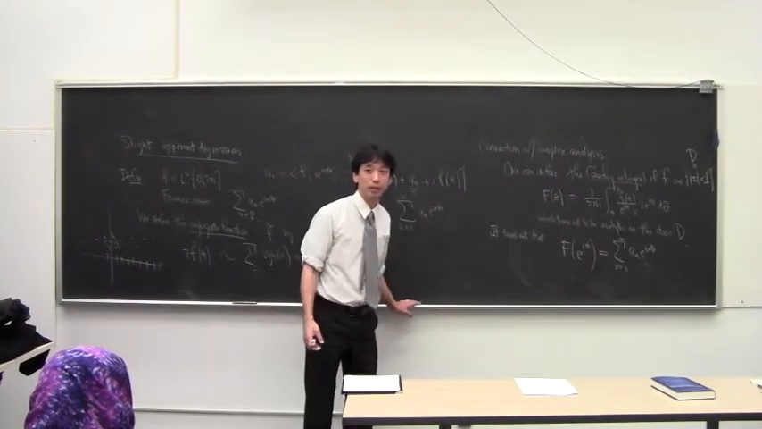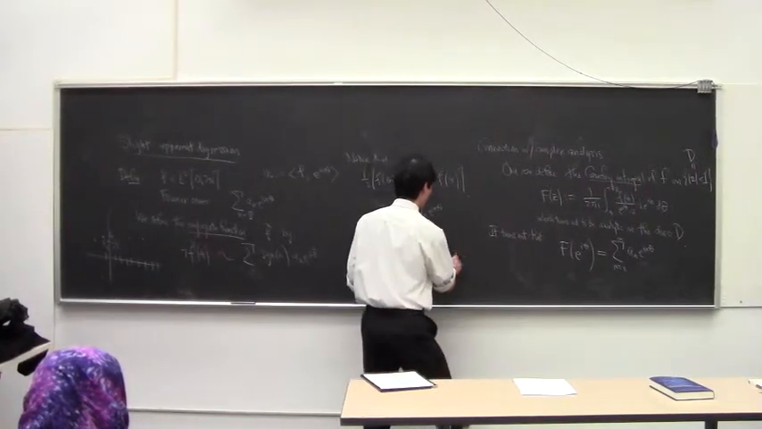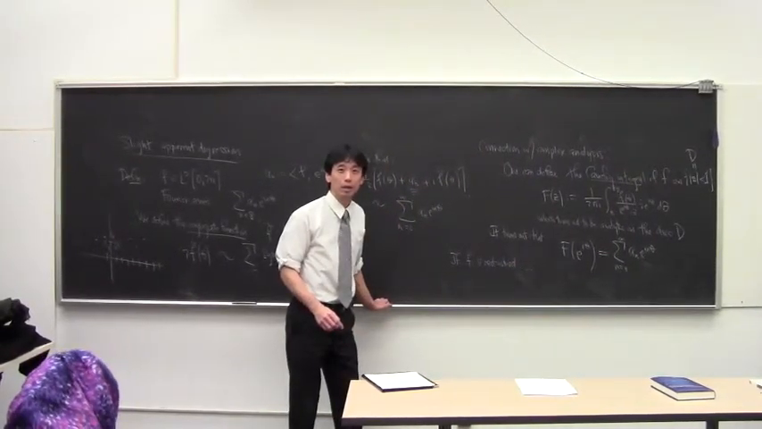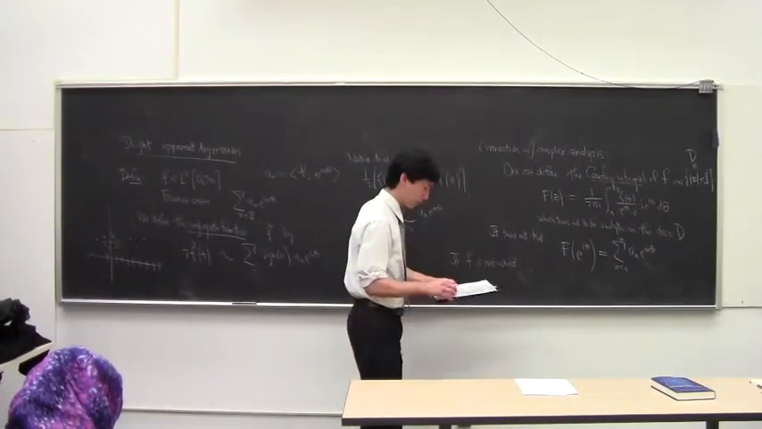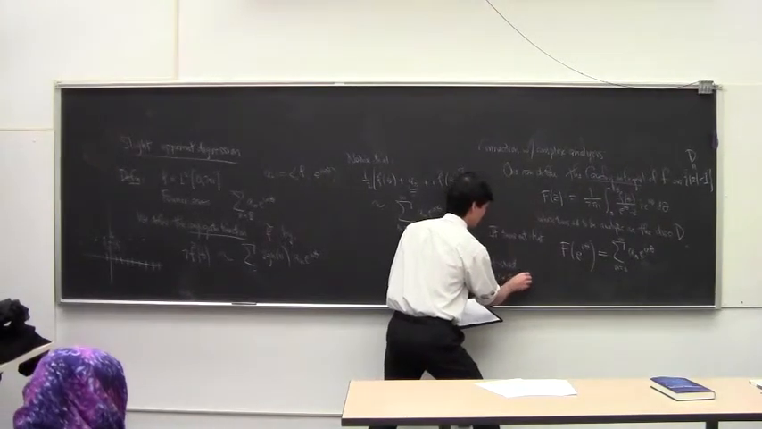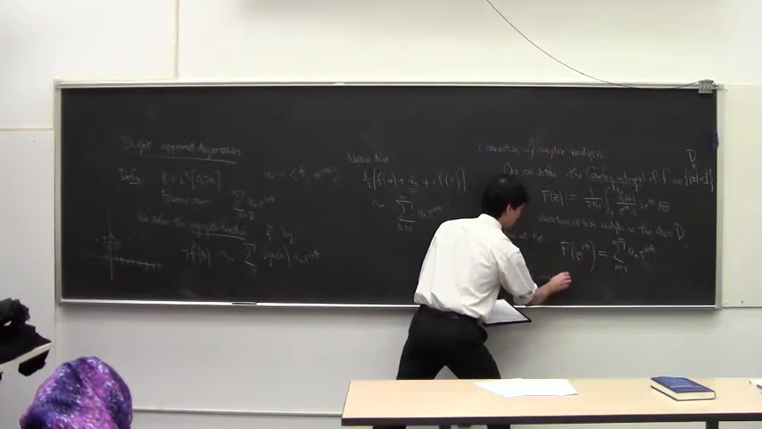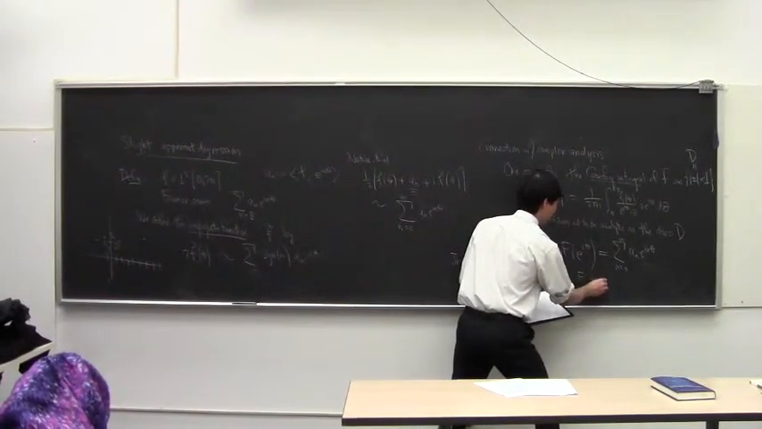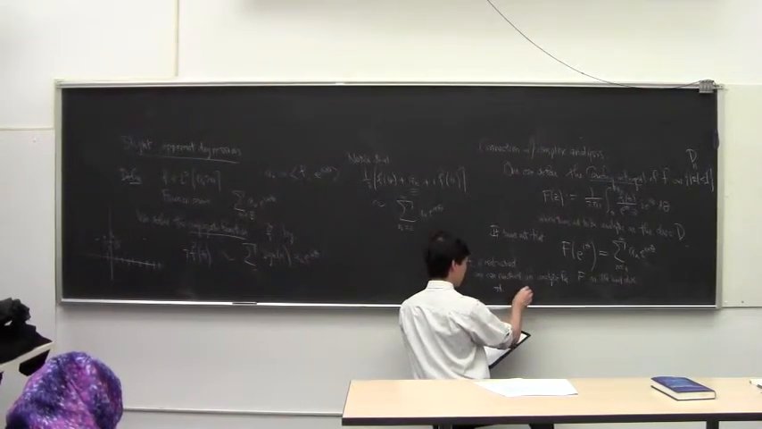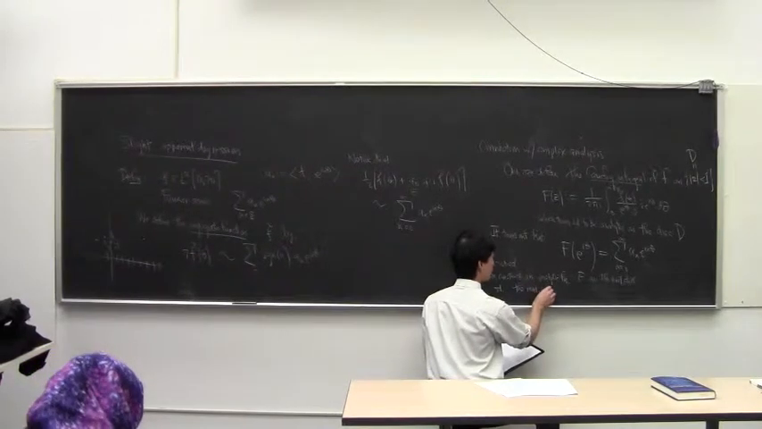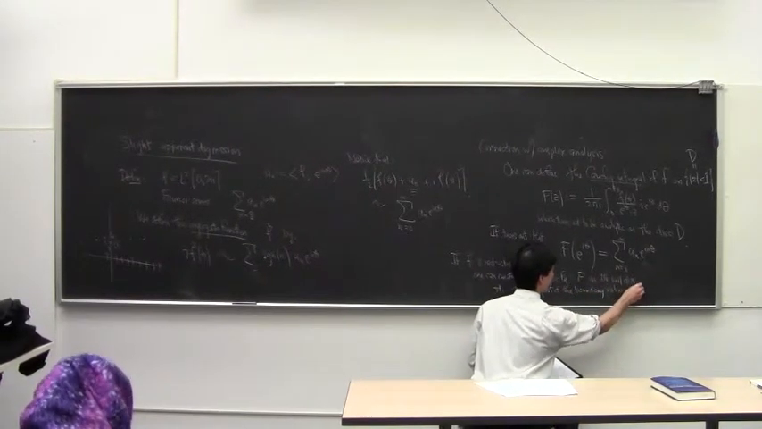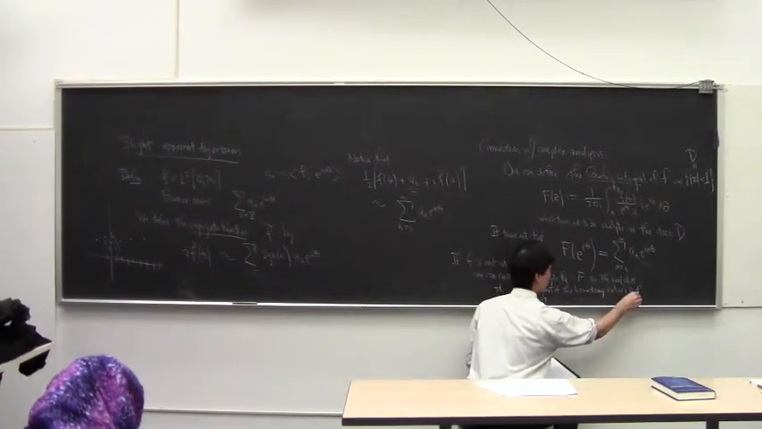So another way of saying this is that if f is a real valued function, then one can construct an analytic function F on the unit disk whose boundary values are such that the real part of the boundary values is f, and the imaginary part is f twiddle.